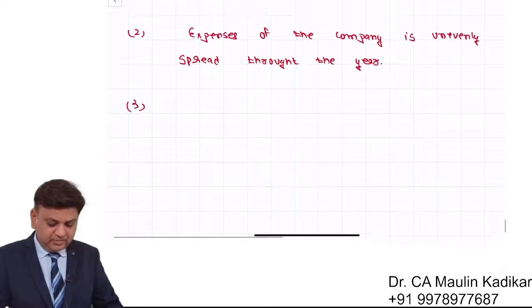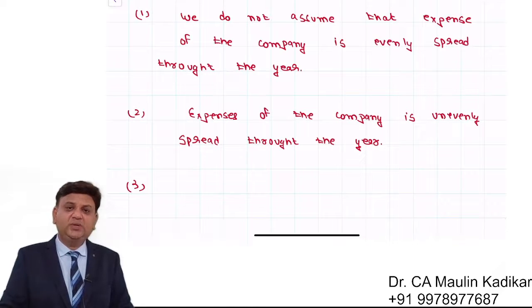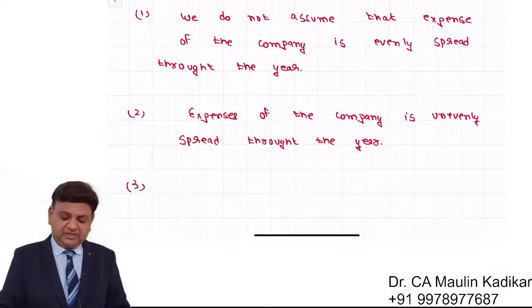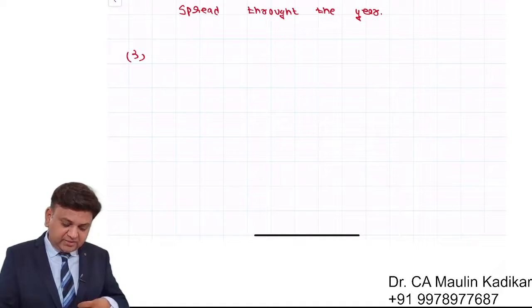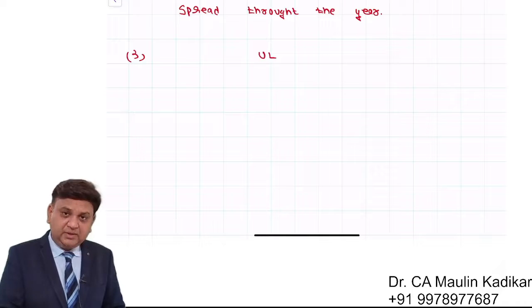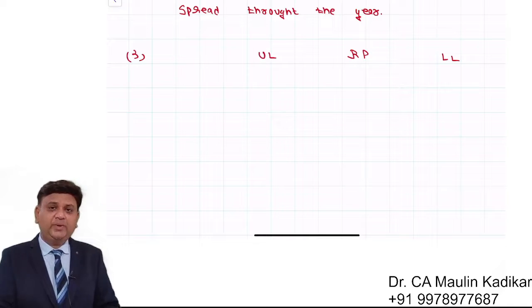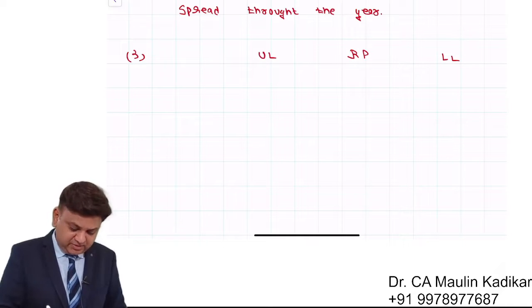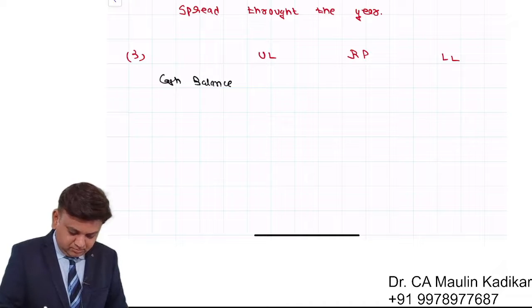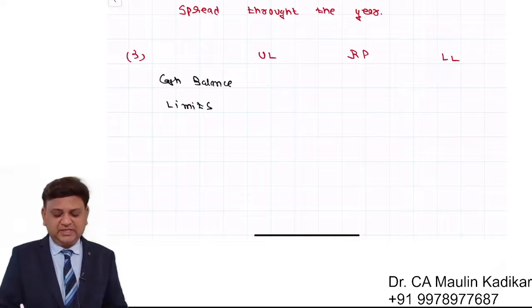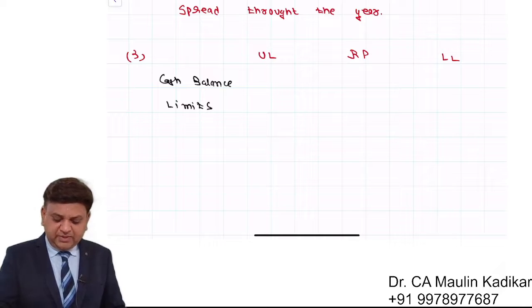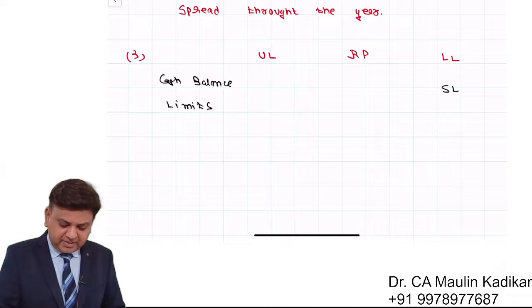Third, dear students, this model has given cash balance limits. They have provided three limits: upper limit, return point, and a lower limit. They have provided three types of cash balance limits. For example, just for understanding purposes, the example cash balance limits are 5 lakhs, 7 lakhs, and let us say 10 lakhs.